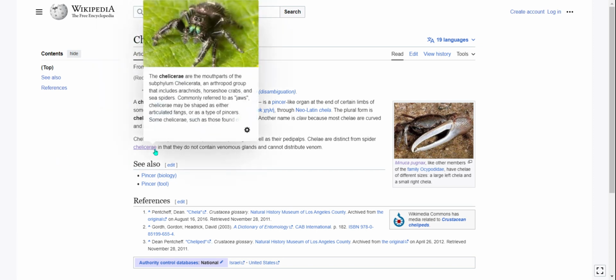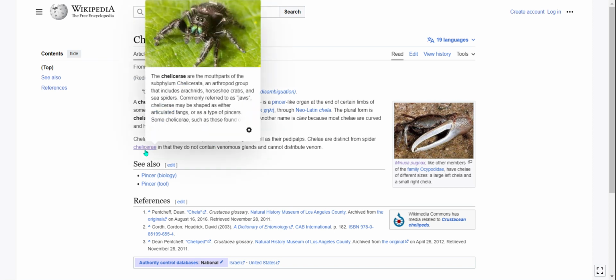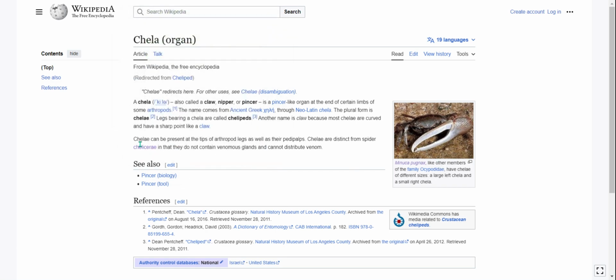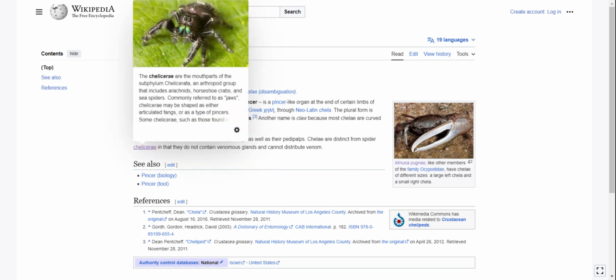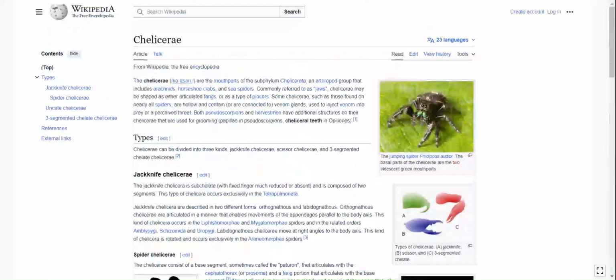Chelicerae. So chelae are distinct from spider chelicerae in that they do not contain venomous glands and cannot distribute venom. Just as a reminder, the chela of crabs is basically their claw, versus chelicerae from spiders. They have venom in them, while crab chela do not. So let's see if this is a shorter article. Yeah, okay, we can hit this.